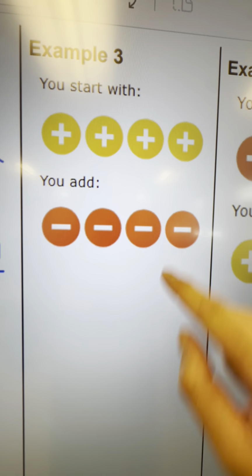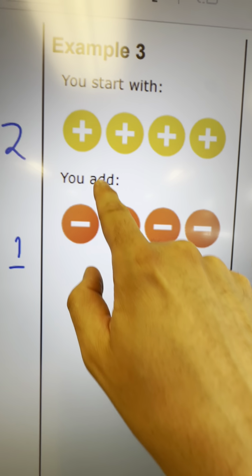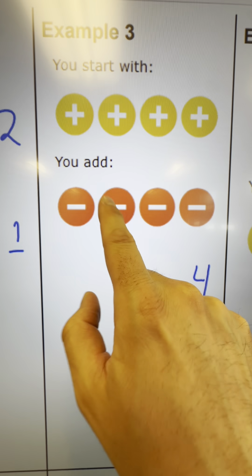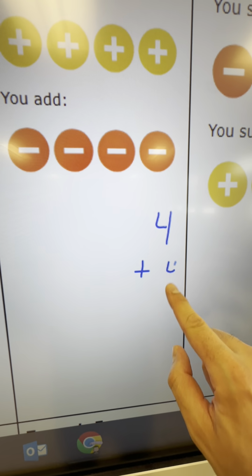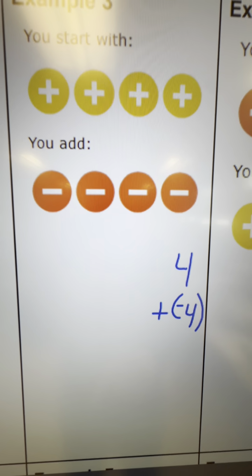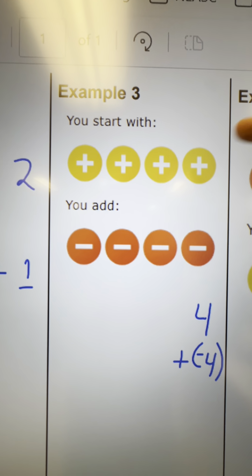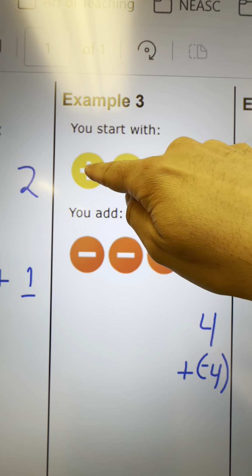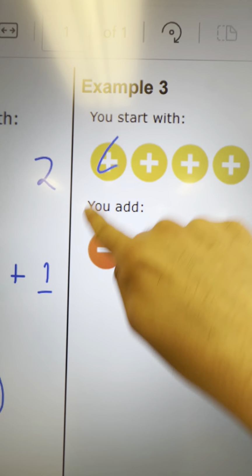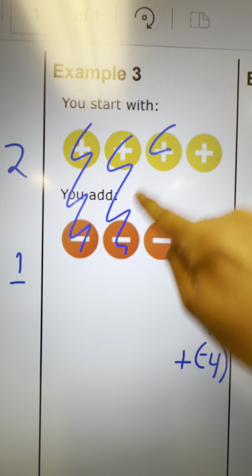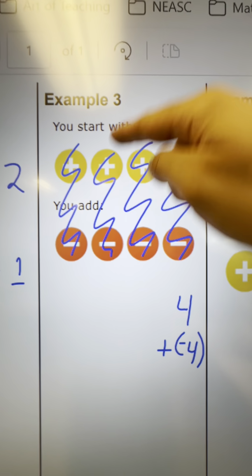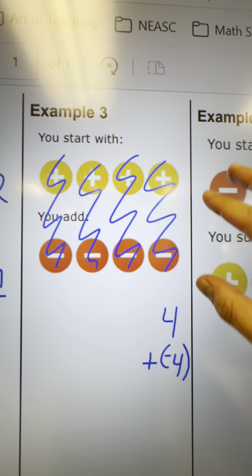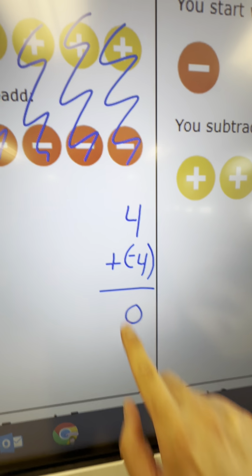In this next example, it says we're starting off with 4. I'll put that down here. And we're adding 1, 2, 3, 4 negatives. So we're adding 4 negatives to that. When you're adding, you look for any zero pairs, right? If I'm adding this with this, meaning I'm combining them together, anytime you have a positive and negative, when you combine those two, they cancel each other out. And you can see in this case, we have 4 zero pairs. Everything is gone. So the answer to this is just going to be 0.